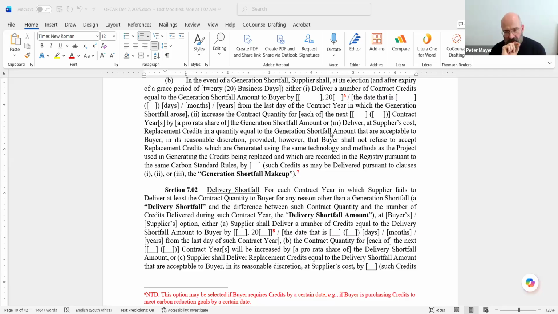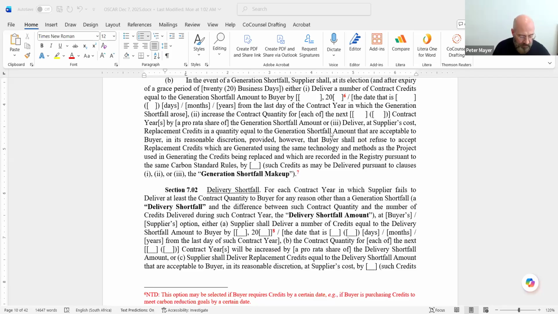This has been tested in the field, and curiously, when we represent buyers, we get a lot of pushback on these clauses from suppliers, which surprises me a little bit, because it's actually supposed to be somewhat supplier friendly. But I think because of the complexity of the clauses, maybe there is a bit of a misconception as to how this works.